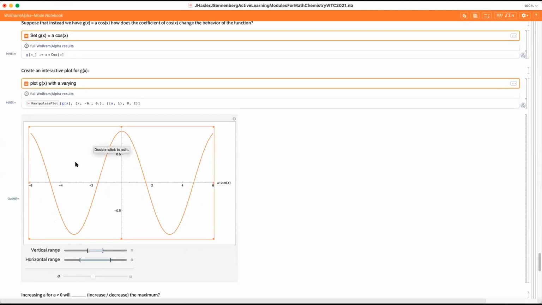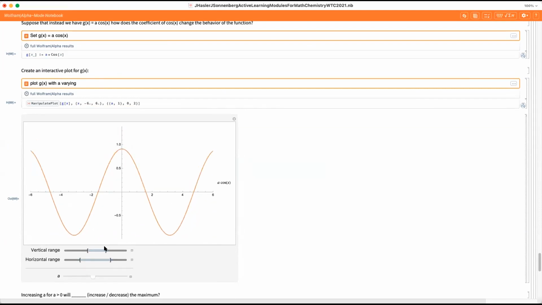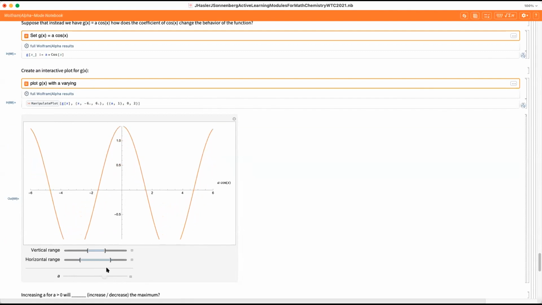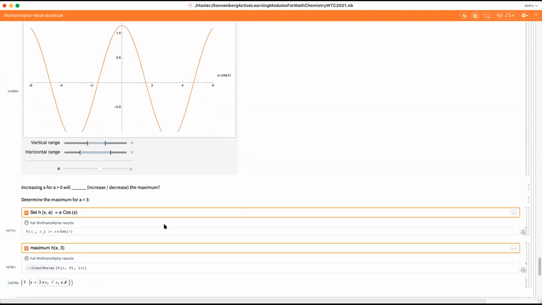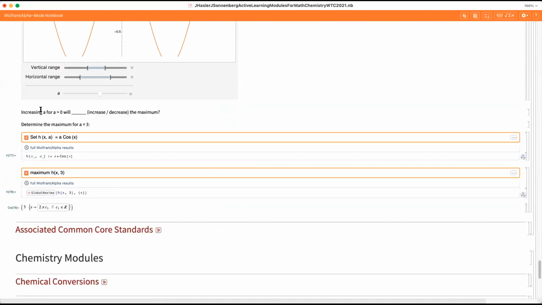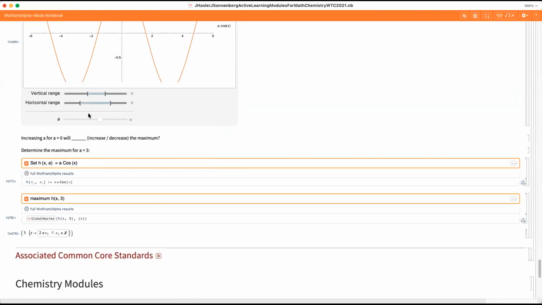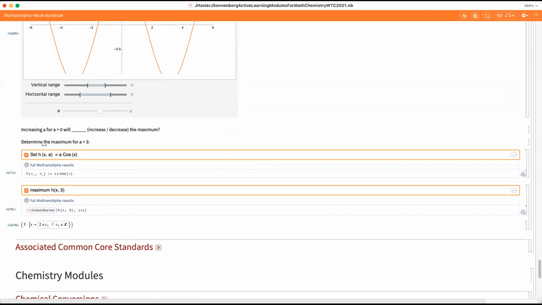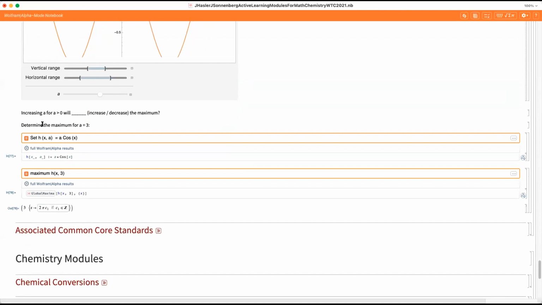Again, you can do these manipulatable plots, which is quite useful for determining what happens as I vary a parameter. So what happens as I vary an amplitude? You can make these interactive activities. So I increased A, what happened? You can have your students explore how does the maximum change for a given value of A.